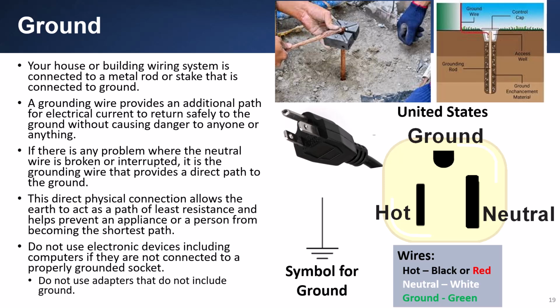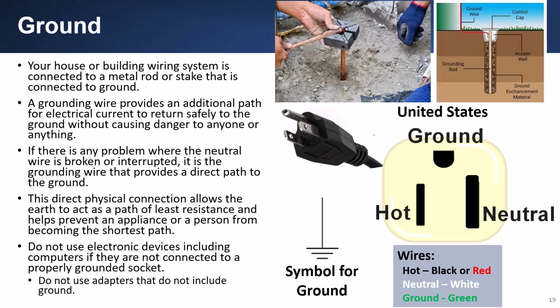A house or building wire system is connected to a metal rod or stake in the ground. The grounding wire provides an additional path for electricity to return safely to ground without causing danger to anyone or anything. Therefore, if there is a problem where the neutral wire is broken or interrupted, the grounding wire or third prong provides a backup direct path to the ground. The ground helps prevent an appliance or a person from becoming the shortest path.